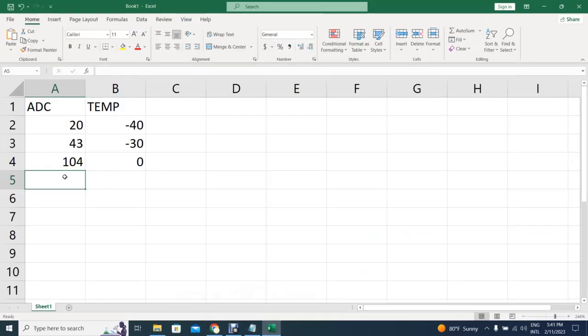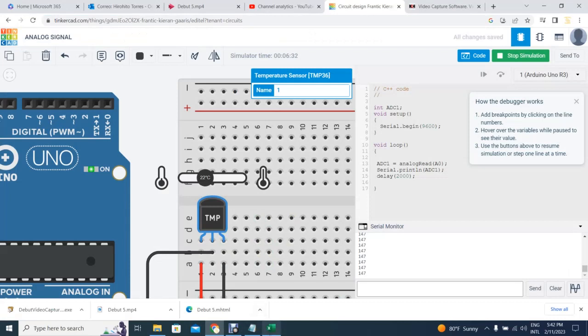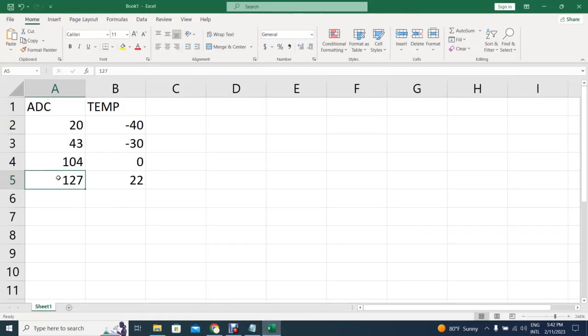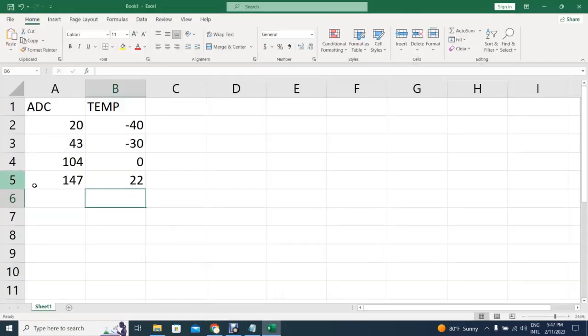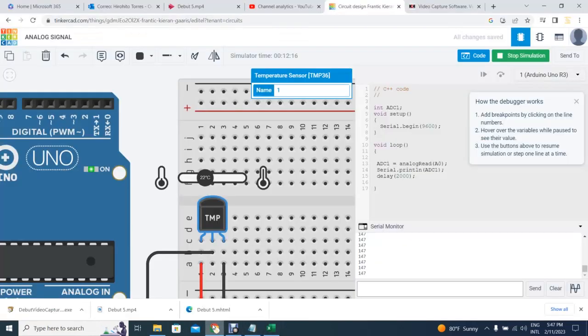So in this case, I think that 127, I don't know. And this is 22 degrees. If it's wrong, I can go back and check again to see what was 147. Sorry, 147. You have to use the right value. You cannot use anything. You have to use the right value. So let's go back here. That's 22. 22 with 147.